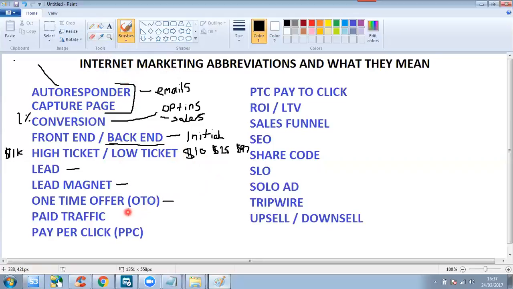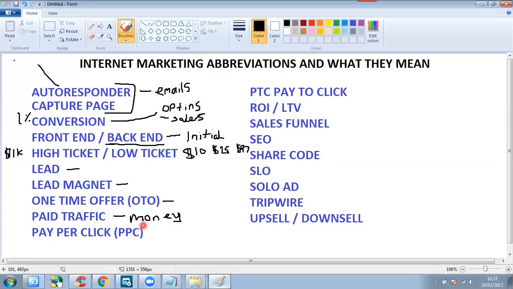Now, paid traffic. So this relates to the fact that there's two types of traffic that you can get to your website. You can either get free traffic, which is a bit of a misnomer, because there's no such thing really as free traffic, because you're either paying for it with your time and effort to generate that free traffic, or you're paying money. So paid traffic tends to refer to paid in terms of money. So you're spending on advertising for your website or your business or your opportunity. So that's what paid traffic means.